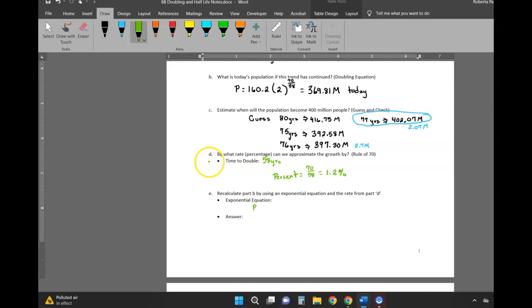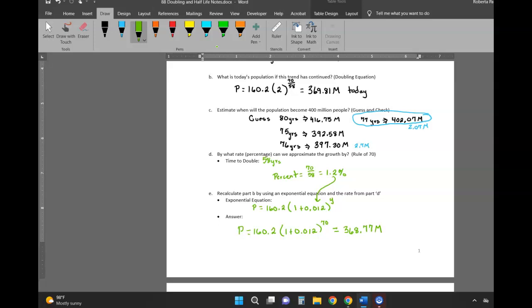So the population will equal the initial population, which was 160.2, times 1 plus, now we're going to use this percentage, 0.012, raised to the y power. And so we're going to do this for 70 years. 1 plus 0.012 to the 70th power, which equals 368.77 million.